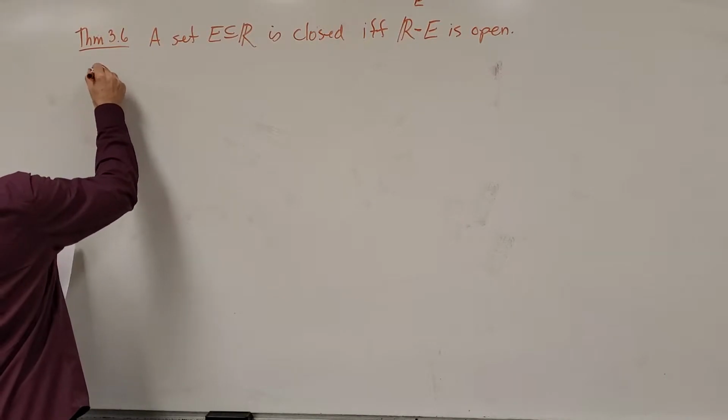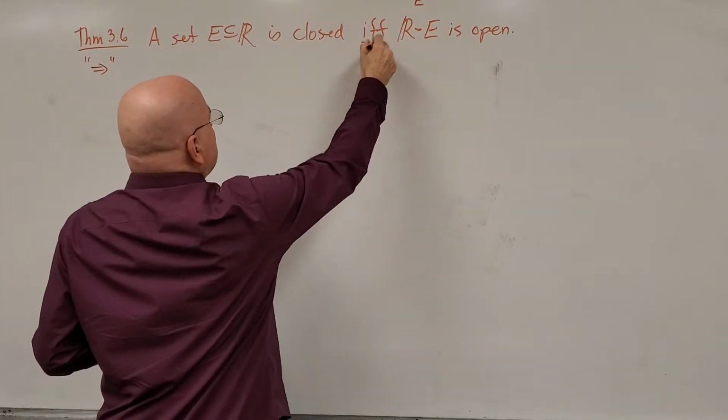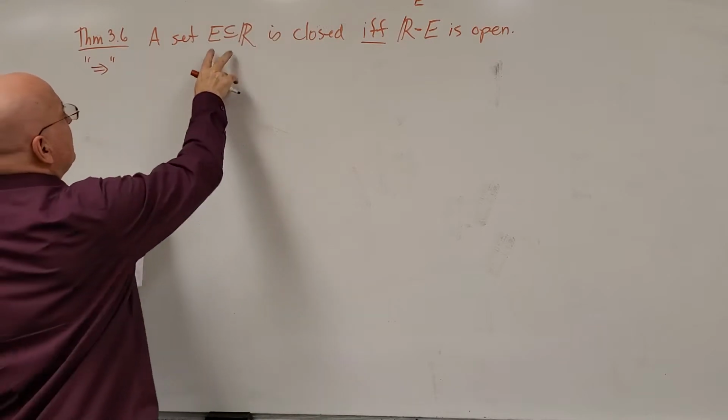All right, let's do this. It's a two-directional proof since we've got the if and only if. So we're going to start with the left-hand side.